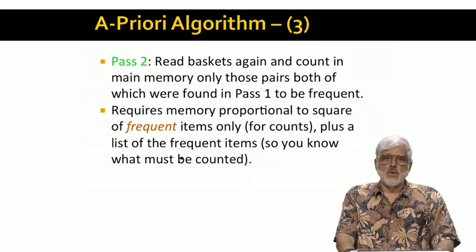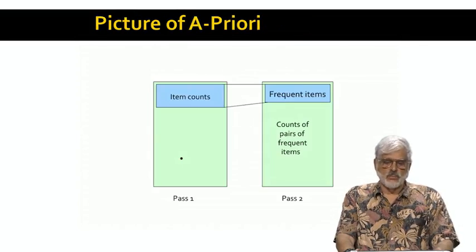The main memory we need depends on the square of the number of frequent items only, but there's a small amount of additional main memory we need for a table that lets us know which of the items are in fact frequent. As we read a basket from disk, we look at all its items and ignore any that are not in the table of frequent items. From what remains, we generate all pairs and increment each of their counts.